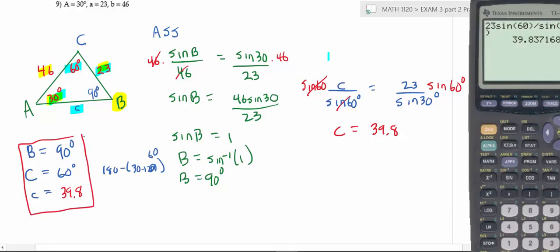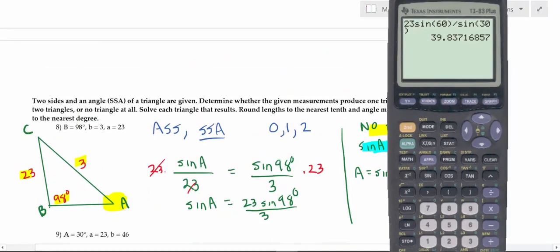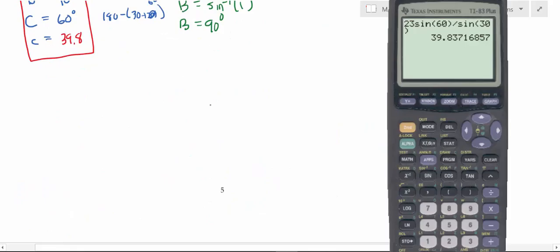Okay, so that's the ambiguous case. Typically, I look at the no solution and one solution cases. The two solution case is just a lot of work and it's kind of time consuming, so we've got time issues when we're taking tests. Okay, so that should wrap that up.